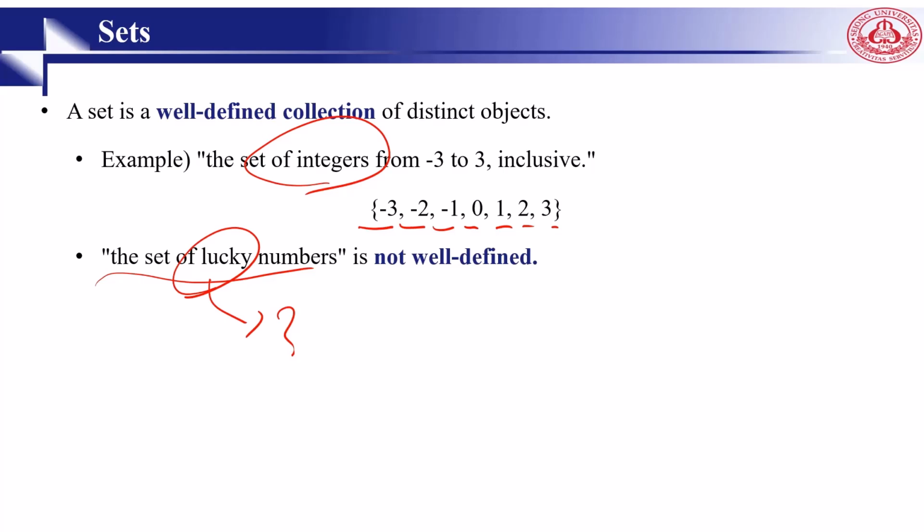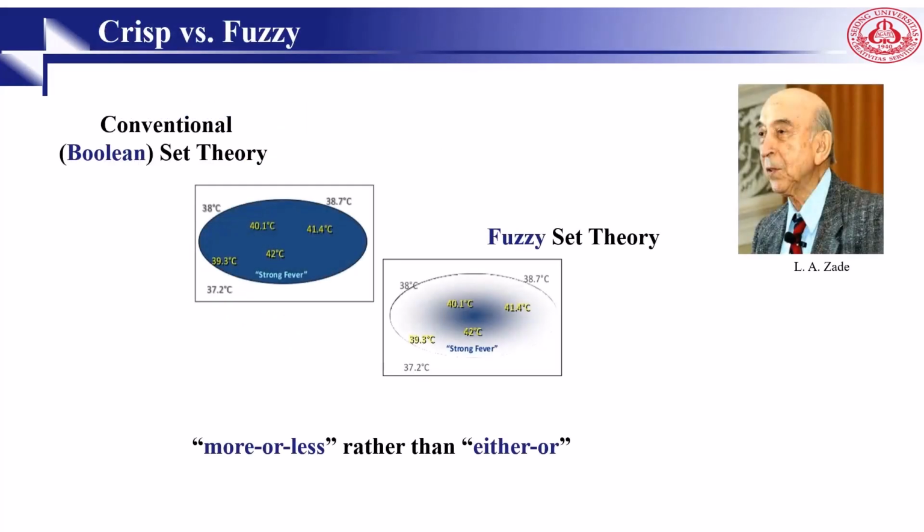It is not clear from the description what lucky means, which numbers will be considered lucky, and what has to happen for numbers to be considered lucky. There are any number of possible solution sets here, so these are not well defined. And later you will see that these are called fuzzy. So here we have two types of sets: crisp sets and fuzzy sets. These are opposite to each other.